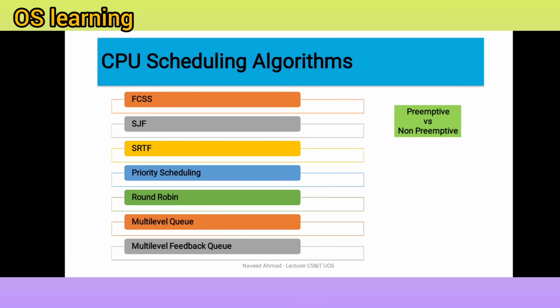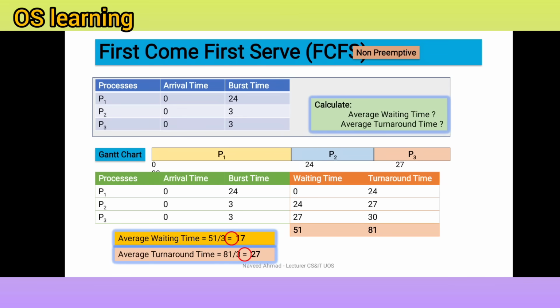CPU scheduling algorithms. First of all, we have preemptive and non-preemptive, two groups. First, let's discuss FCFS. FCFS means first come first serve. It is non-preemptive. Here is the table which includes the processes, their arrival time, and burst time.